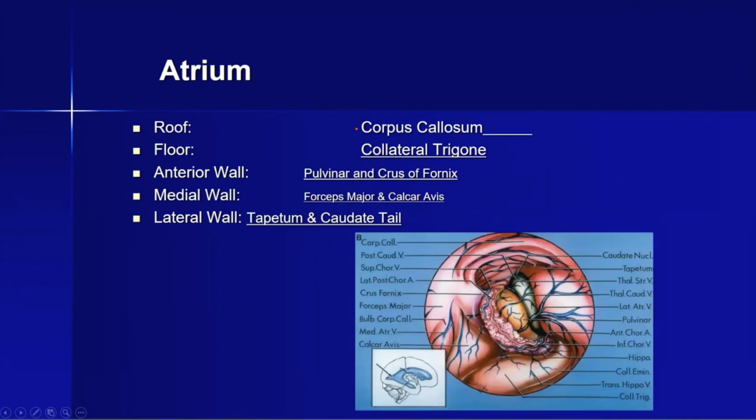The anterior wall is a little hard to visualize on that sagittal view, but this anatomical view and this small inset shows you the orientation of the image. So you're looking directly into the atrium. You would be staring into or at the posterior aspect of the pulvinar and parts of the fornix.